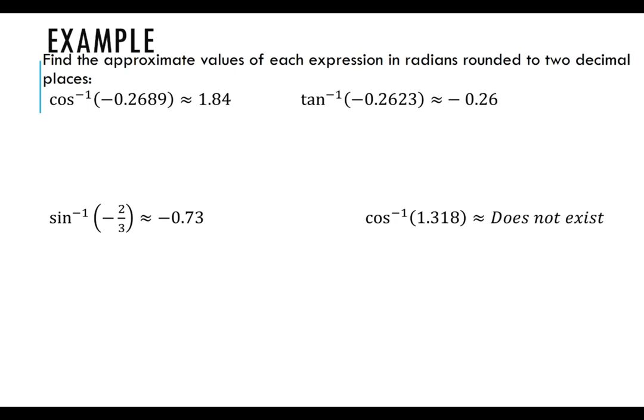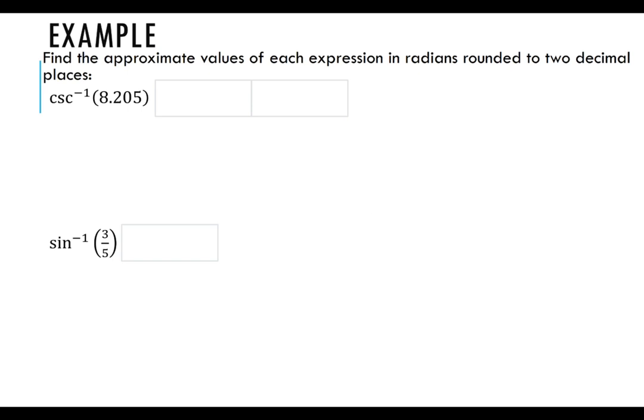There's just no answer. If we want to find the approximate value of a cosecant inverse function, realize that all we have to do is understand how to rewrite it in terms of the sine inverse function. So cosecant inverse of 8.205, that's going to be the exact same thing as sine inverse of 1 divided by 8.205. Well, then it's just a calculator value, and that is 0.12. Sine inverse of 3/5, that's just going to be approximately 0.64.